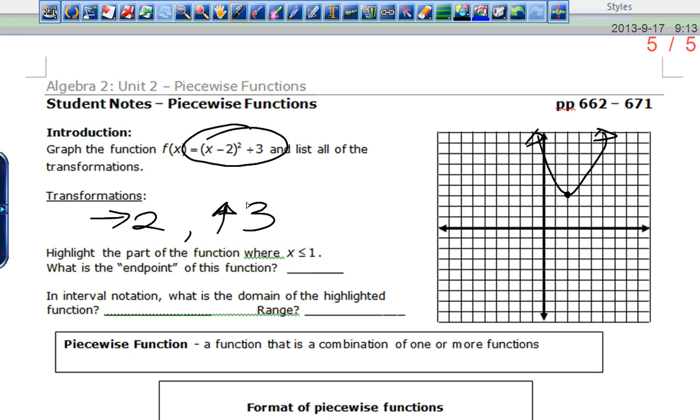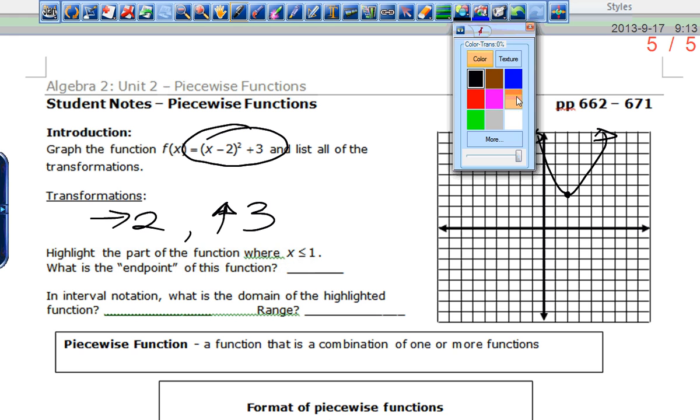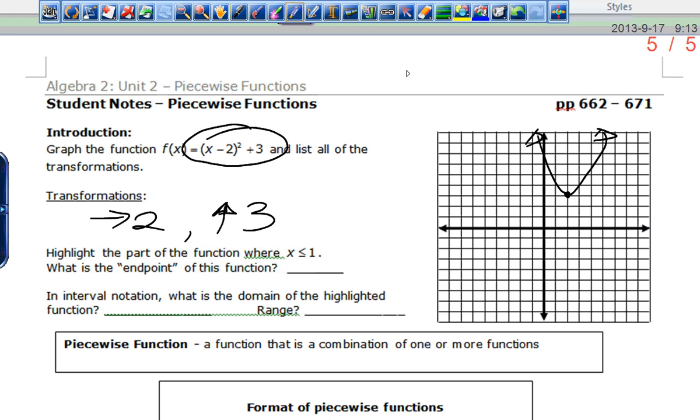Using that other color that I asked you to get out, highlight the part of the function where x is less than or equal to 1. So highlight here. X is less than or equal to 1. So here's my 1. So x is less than or equal to 1. That part right there.